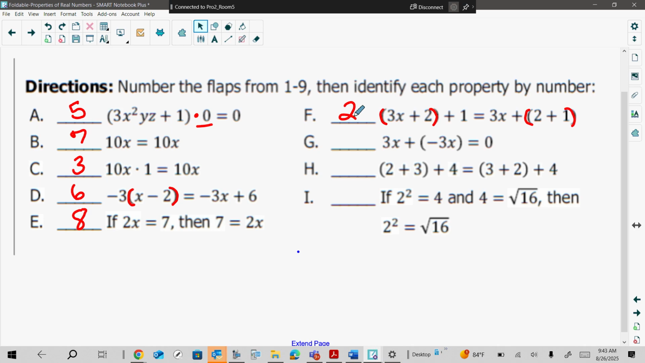All right, G, 3x plus a negative 3x equals 0. 4. Good, 4, yes. Look at your grouping. This was a little tricky. Pay attention, focus, zoom in. Because we do have grouping. 9. No, it's not 9. It is 1. Look, the numbers just switched. This is 1. That means the last one is 9. And the last one is 9. You're right. Okay.